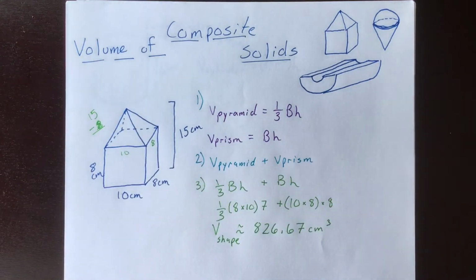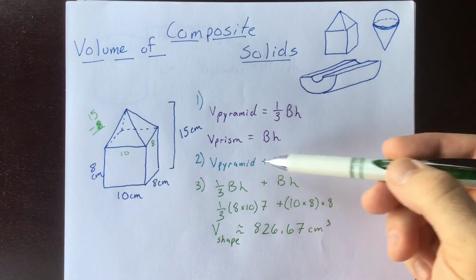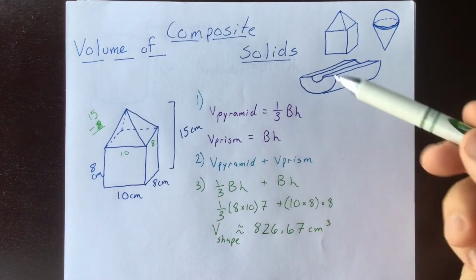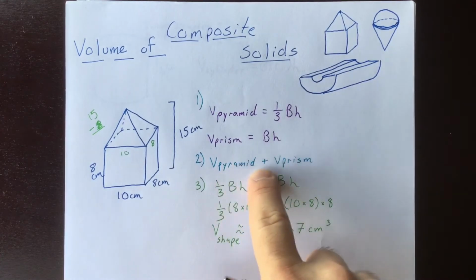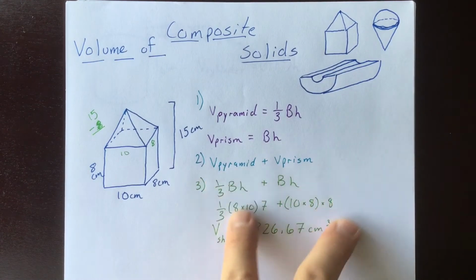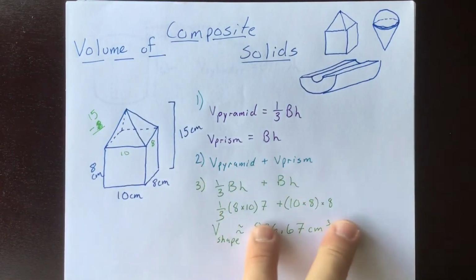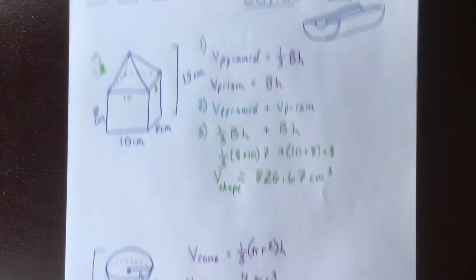So going back through the steps again before we move on to the next one. Identify your shapes. Understand what you're doing with those shapes, whether you are combining them or taking them away from one another, and if you have to modify the volume formulas at all. And then from there, using your values, place everything in and find your volume. All right, let's try this on another.